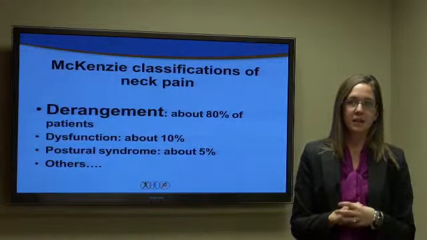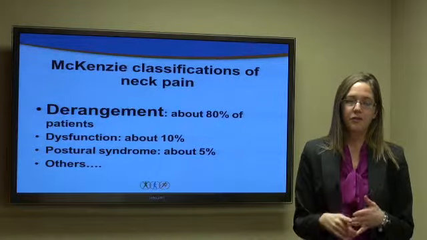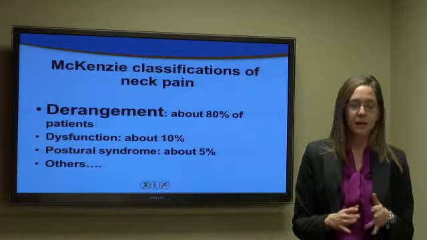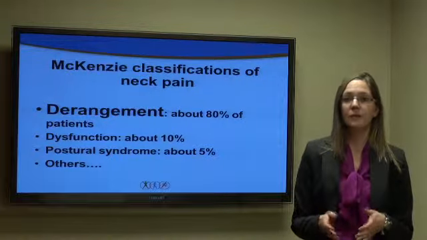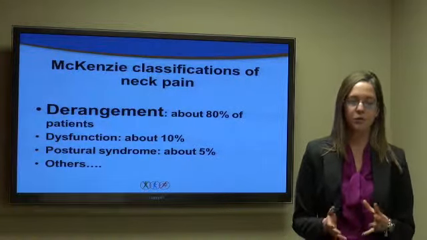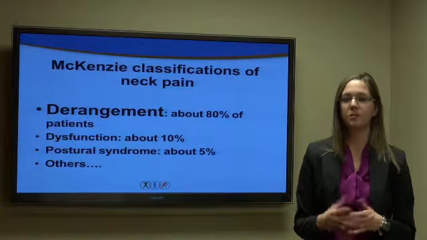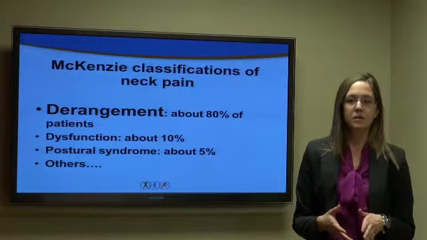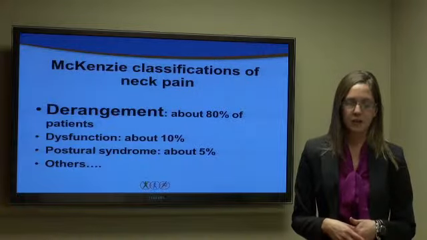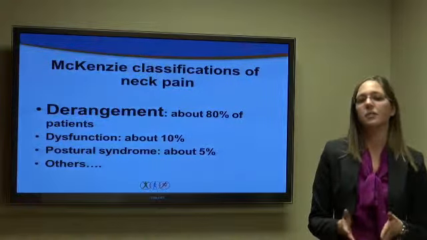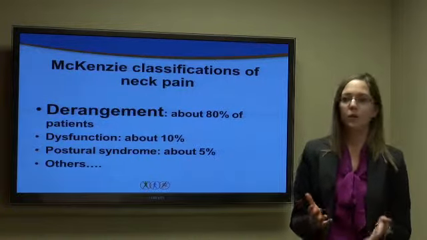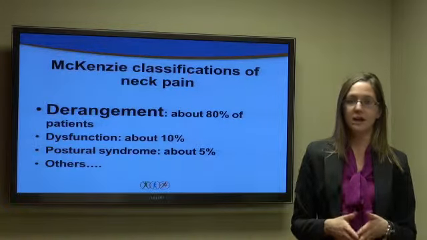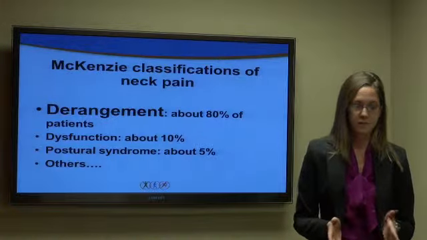The McKenzie classification of neck pain includes derangement, dysfunction, postural syndrome, and there's another category as well. Most patients with neck pain are mechanical neck pain patients, and what that means is that a person is able to change their pain according to the positions that they're in and according to doing different specific exercises. Most of the patients, according to McKenzie, fall into the derangement category. A derangement is better known to people as a herniated or a bulging disc. Most disc issues are able to be resolved with a set of specific exercises as well as posture modifications.